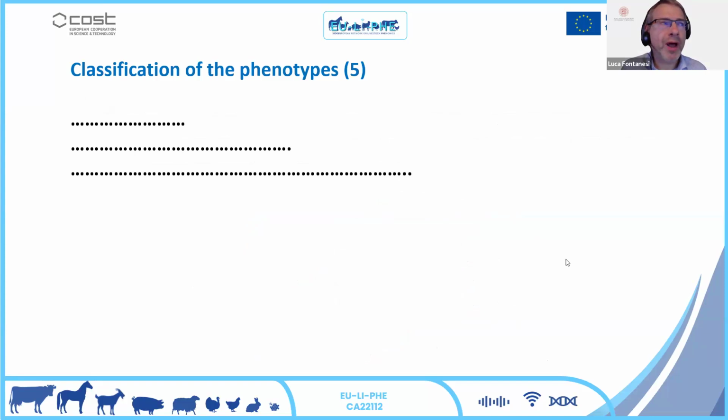Do you know other ways in which phenotypes can be classified? Please get in touch with us, because we would like to try to summarize in the best way phenotyping approaches and phenotyping technologies in animals, because we also try to compile a Livestock Phenomics textbook. So we need also some advice from you.